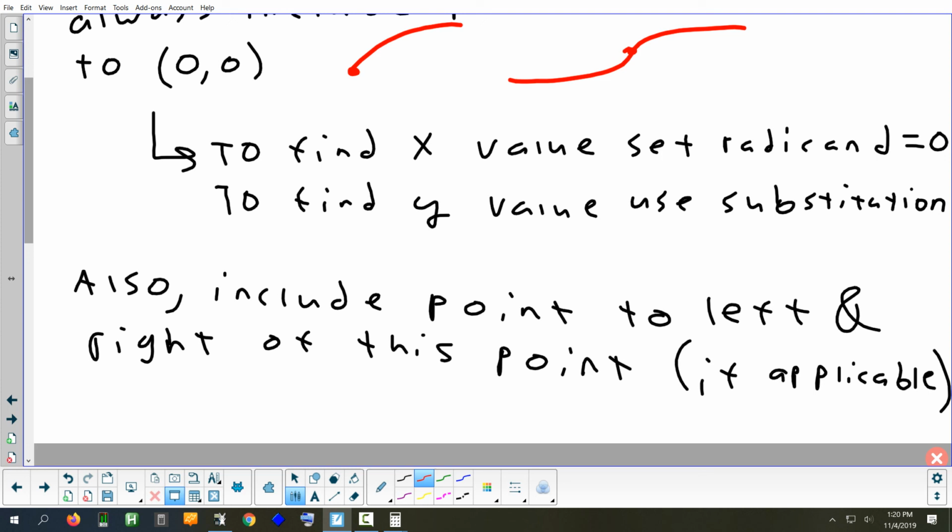Now, I said in addition to finding that point, you also want to get some points to the left and to the right of that point. Why did I write if applicable? Because it won't always have points left, or right. If it's an even root, you're only going to have points going in one direction. So if you try to plot points in the other direction on your calculator, it's going to be imaginary. So don't go in the wrong direction on an even. On an odd root, you really can't go wrong. You're going to have points left and right.